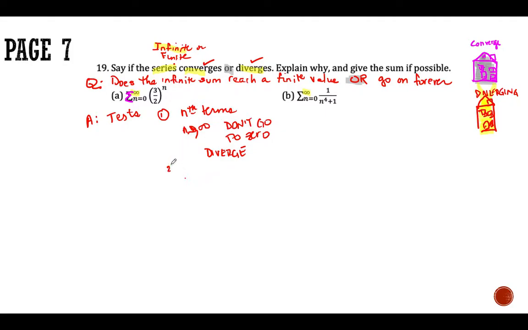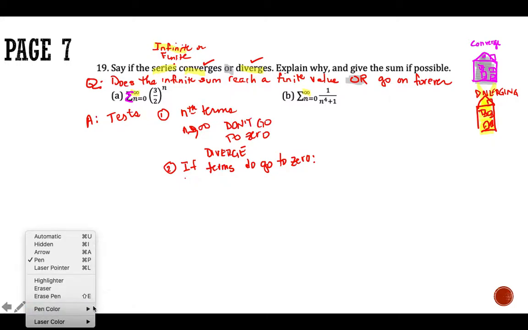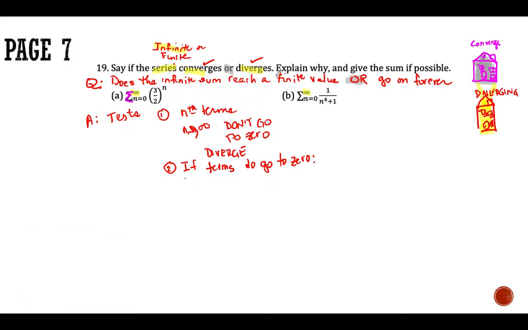If your terms do go to 0, in other words, you're asymptotic as you go to 0, you're sliding off to 0. So if your terms do go to 0, then you say to yourself, self, which of these tests should I use? Is my series geometric? Is my series a p-series? Is my series similar to either a p-series or a geometric series?